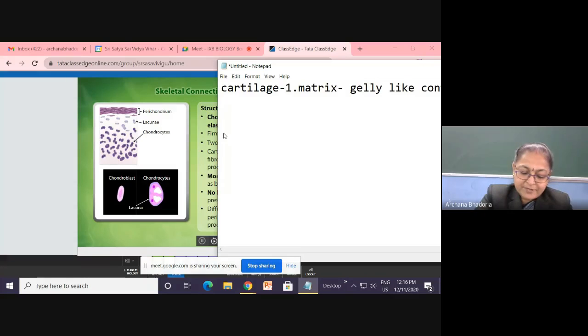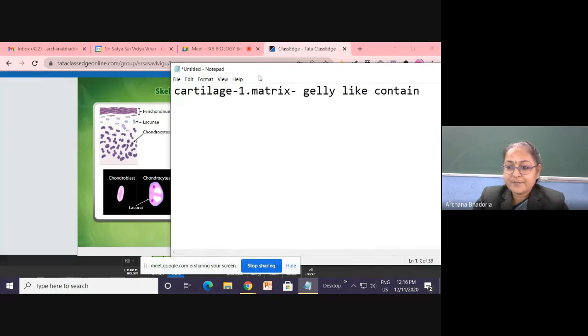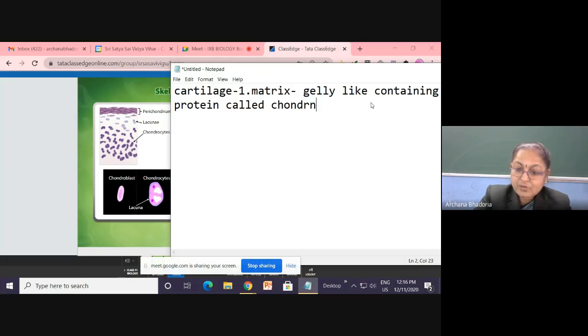Containing very important protein, children. Okay, उसको लिख लीजिए. It contains the protein called chondrin. Okay, children. So this way you remember matrix का पूरा समझ में आ गया.